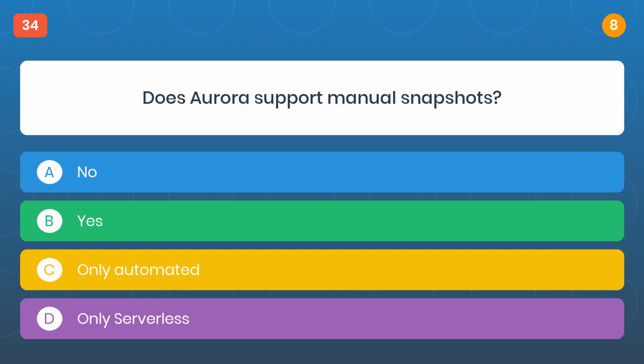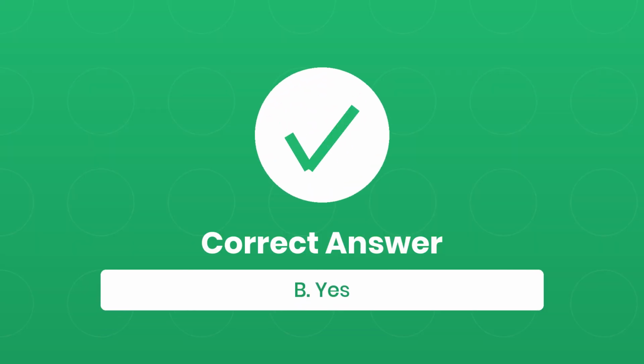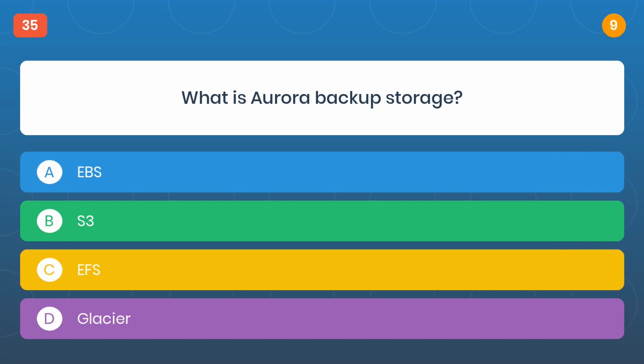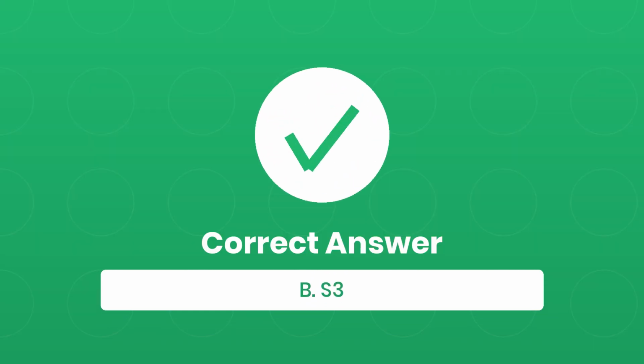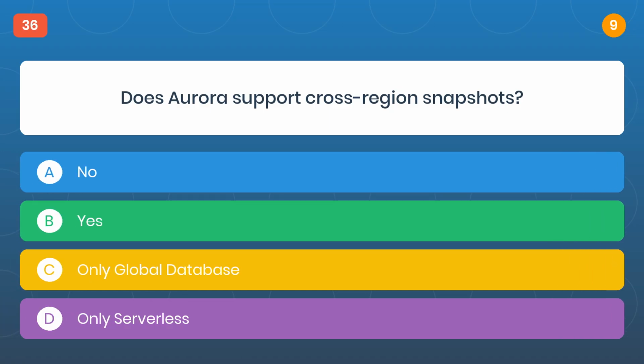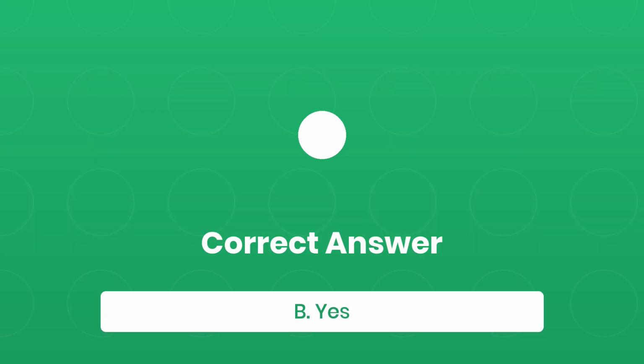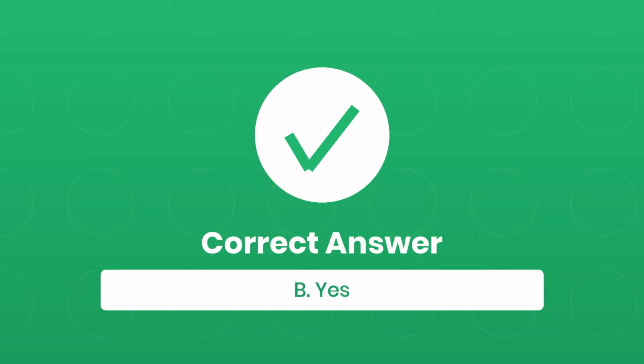Question 34. Does Aurora support manual snapshots? The correct answer is B, yes. Question 35. What is Aurora backup storage? The correct answer is B, S3. Question 36. Does Aurora support cross-region snapshots? The correct answer is B, yes.